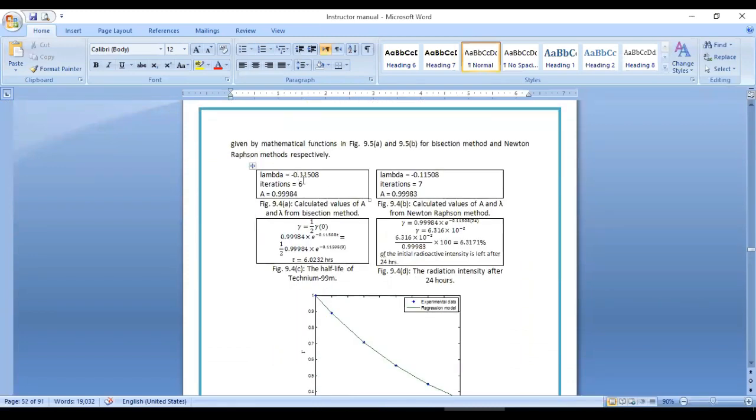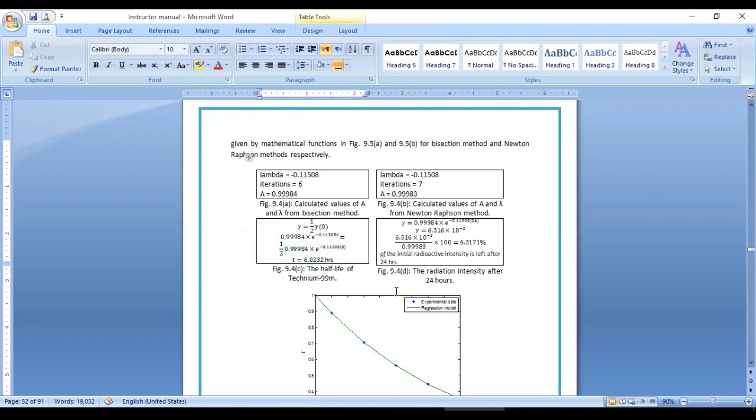These are our calculated values of the coefficients, and to calculate the half-life of this material, we have to use this expression, and gamma should be equal to 1 by 2 of gamma at 0. So by using this as a condition, we can calculate the value of t. So t will be the half-life if we use this condition. So this will be equal to this, and after solving this equation, t is equal to 6 hours.